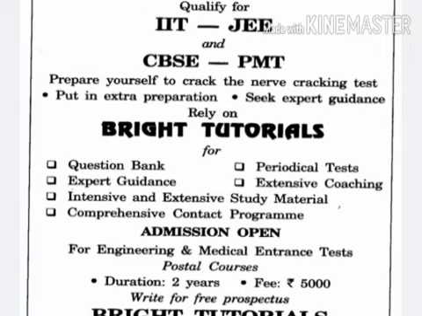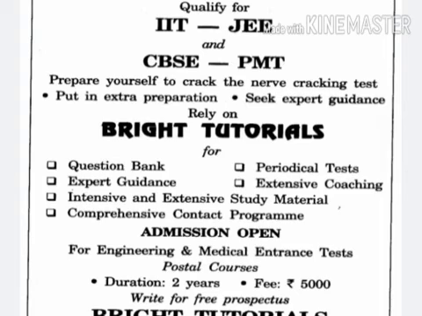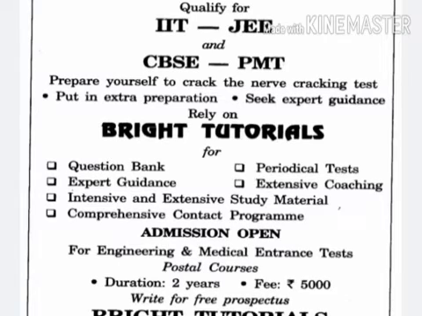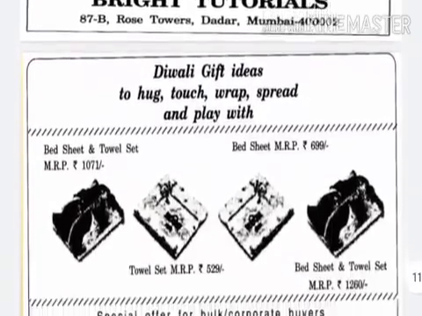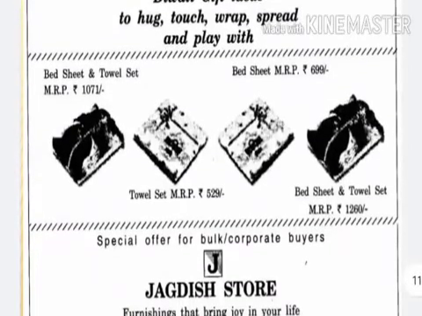The address is given: 87B Rose Towers, Dadar, Mumbai, pin code. Everything is provided in this display ad. Moving on to the next display ad example. Diwali gift ideas to hug, touch, wrap, spread and play with. A catchy slogan.